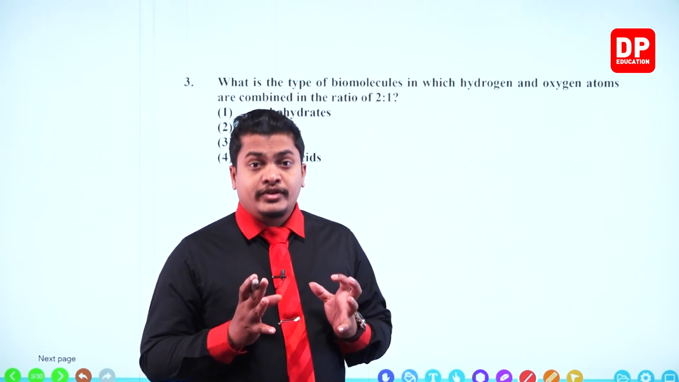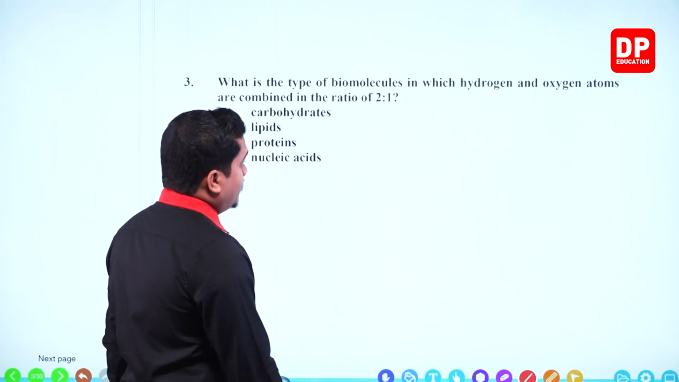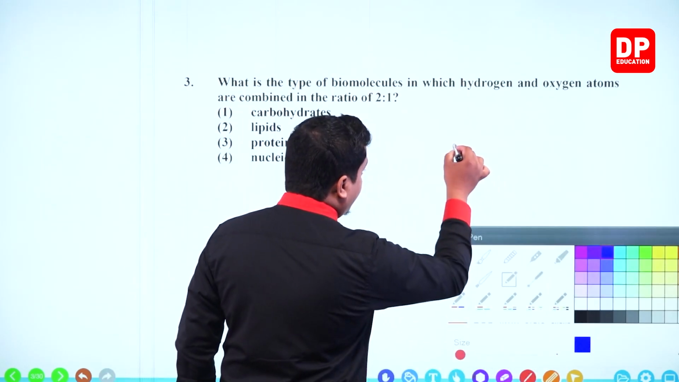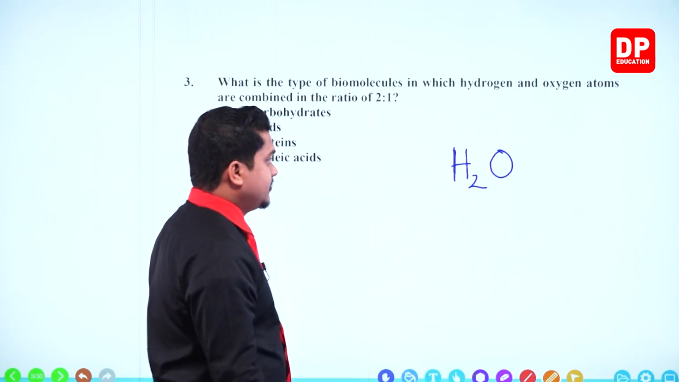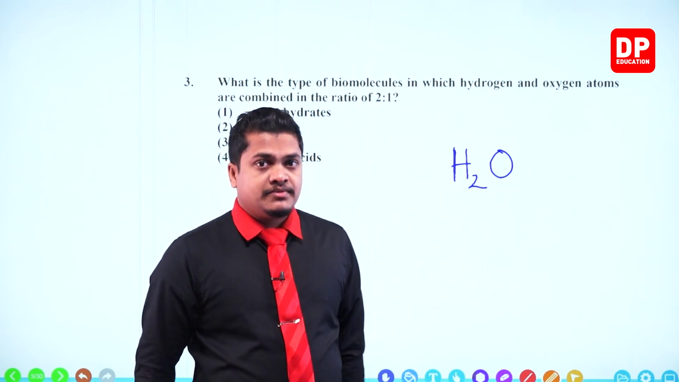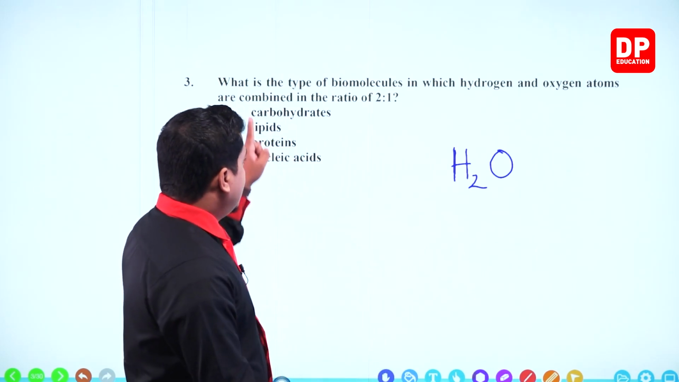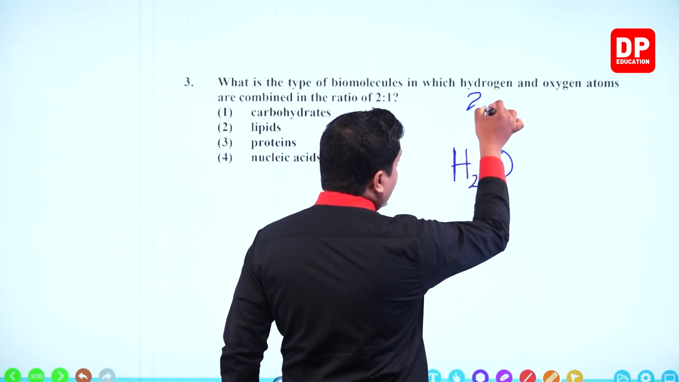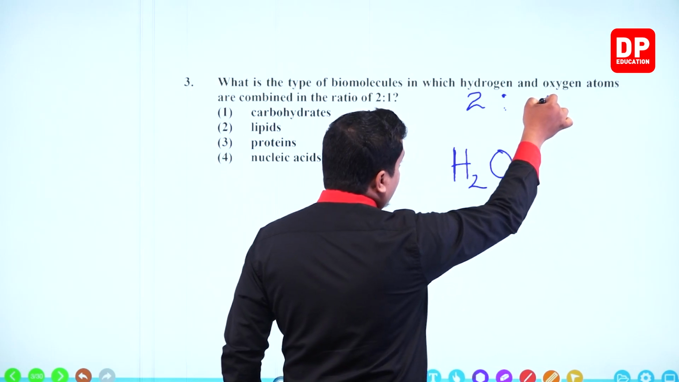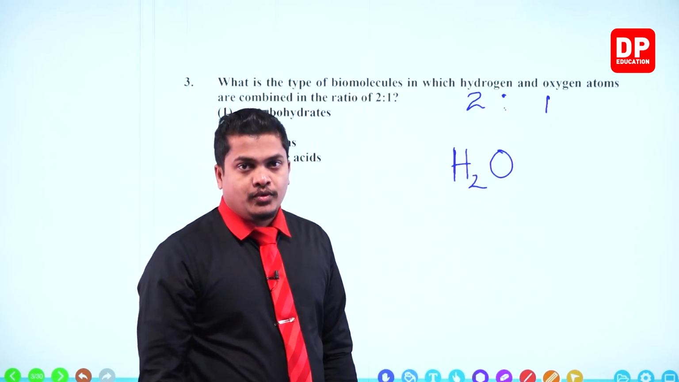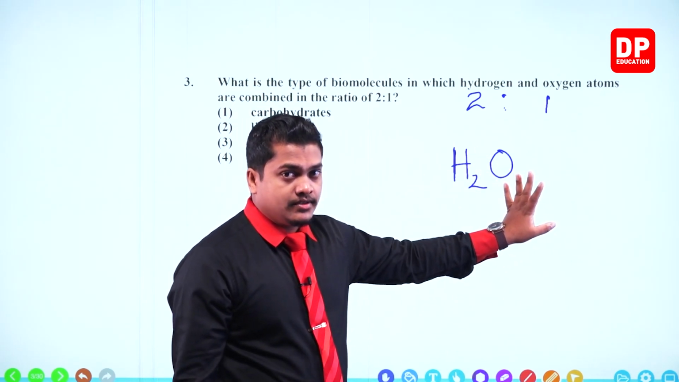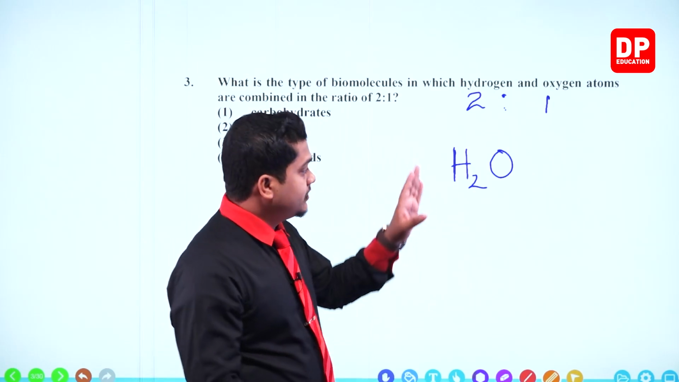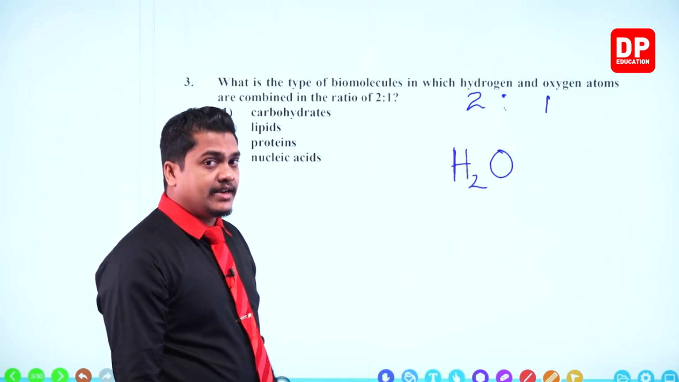First of all, let's see the meaning of this ratio, hydrogen to oxygen. When you take this particular substance, I think all of you know what it is. This is water, H2O. So the type of biomolecule in which hydrogen and oxygen atoms combine in the ratio of 2:1: the hydrogen ratio is 2 and the oxygen ratio is 1, like H2O, 2 hydrogen and 1 oxygen. So, what is the biomolecule which contains the same ratio? You have to select that answer.